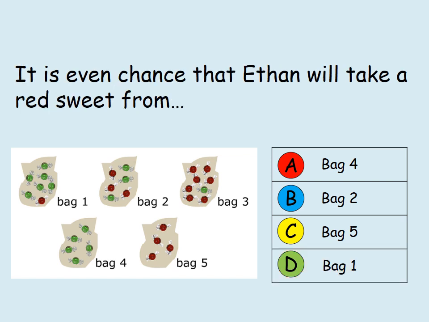Now, who wants to solve this question? It's even chance that Ethan will take a red sweet from which bag? Even chance. What do you think? Number 1, number 2, number 3, number 4, or number 5? Excellent. It's bag number 2 because we have 3 red and 3 what? Green. So it's even chance.